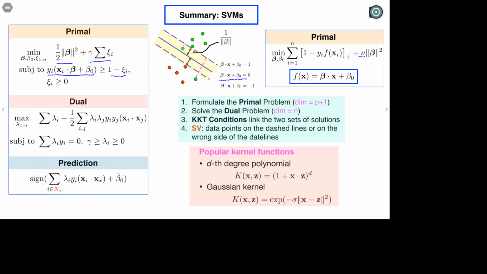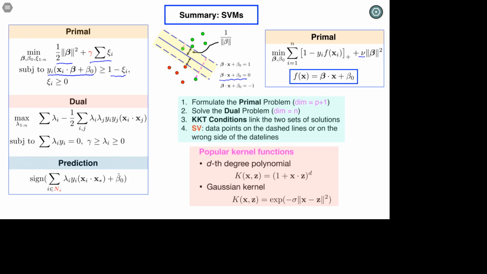So there are two advantages of working with this lambda representation. Advantage 1, a lot of these lambdas are going to be 0 because of the KKT conditions. For example, for this particular case, only 4 data points are going to have non-zero lambdas. The other data points are either on the dashed blue lines or on the wrong side of the dashed blue lines, and they are called support vectors. So in terms of the lambda representation, the SVM is actually sparse.